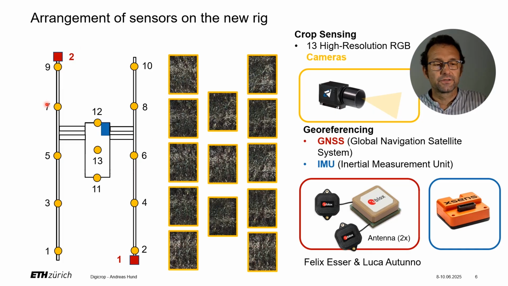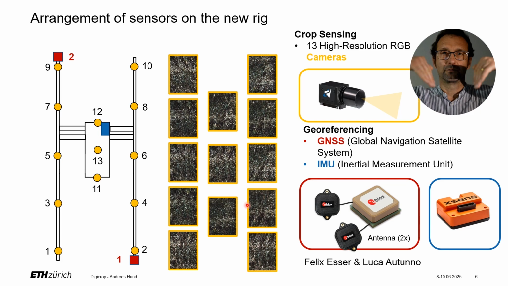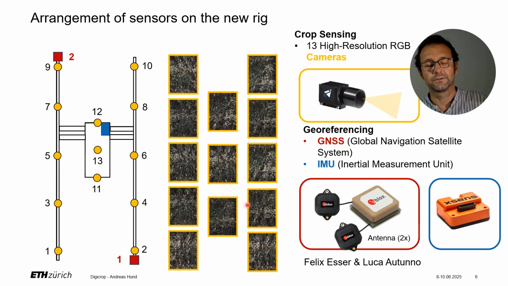What they do is we have 13 cameras completely triggered in parallel. This is very important. And you can see they are focusing all from 3 meter height on one point of the crop. The central camera here has a wider view so that we can get the whole plot on top. We have a global navigation satellite system on board to know where we are, and some other devices.